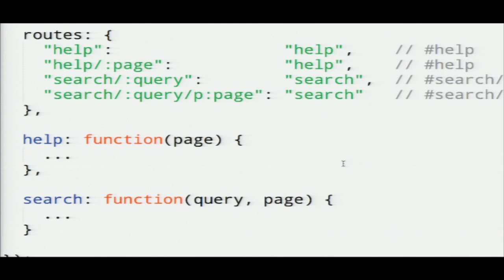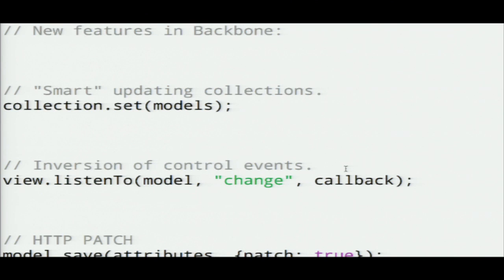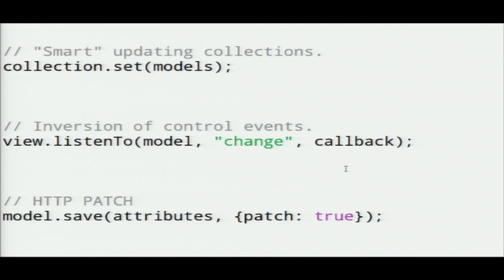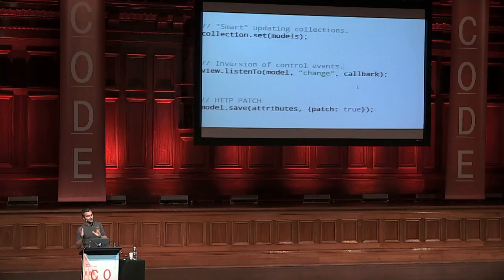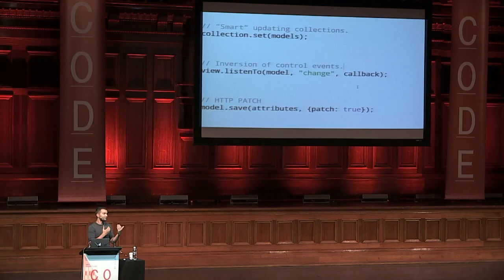And a couple of new features in Backbone 1.0 that are worth a mention are smart updating collections. So previously, you had a model set where you can set an arbitrary list of data on your model and get a whole bunch of different change callbacks for the different attributes. Now you can set a whole bunch of models on a collection and get all the individual add, remove, update and change events. And it works the same way, just changing the contents of the collection to match the list of models that you pass in. There's a new method called listenTo on views, which inverts the control.